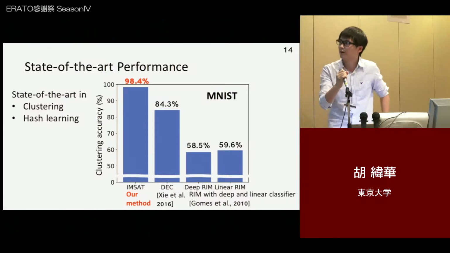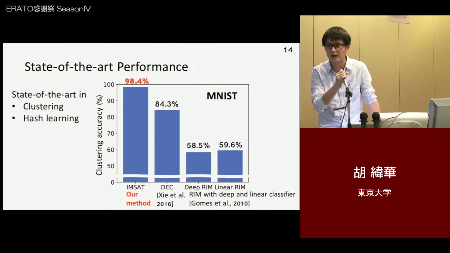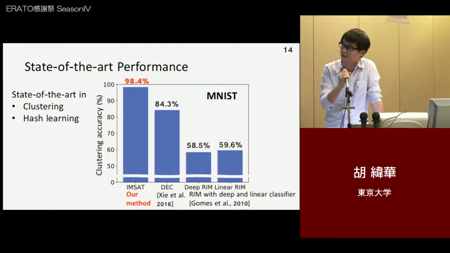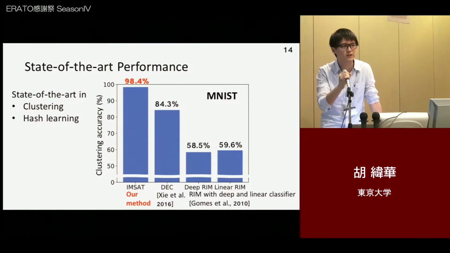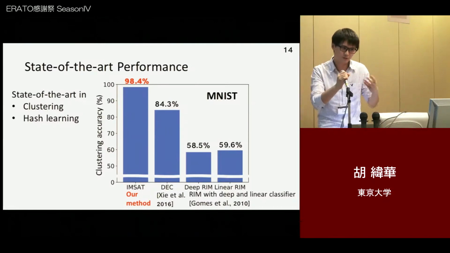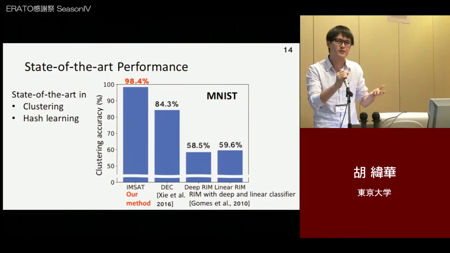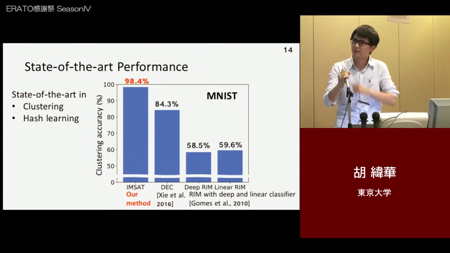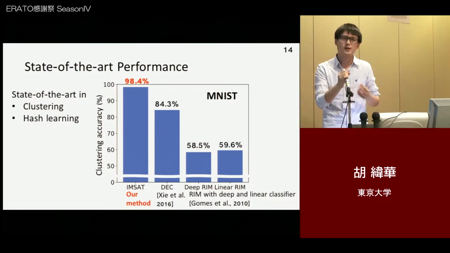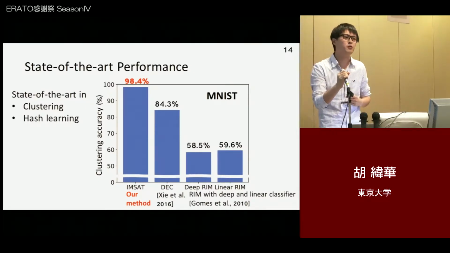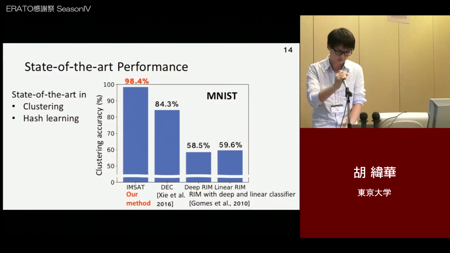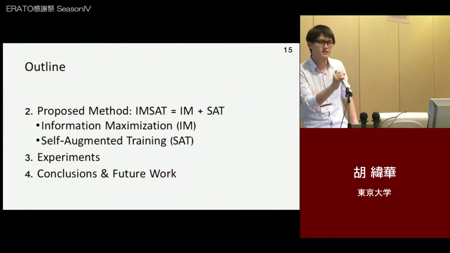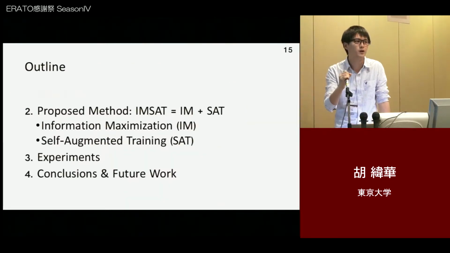So in particular, for the MNIST dataset, which is a handwritten digit recognition dataset, we are able to find clusters that almost perfectly correspond well to the ground truth label, so image digit category. So in an unsupervised way, and this we clearly outperform the previous clustering. So this is the introduction, and now I'm going to talk about the detail of our method, IMSAT.